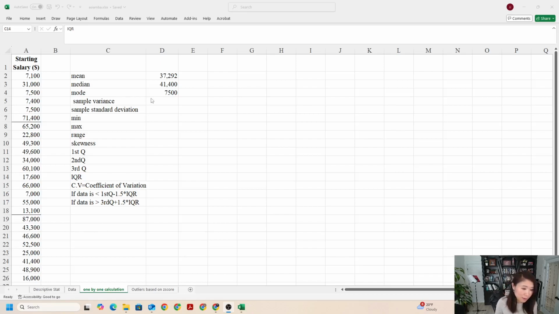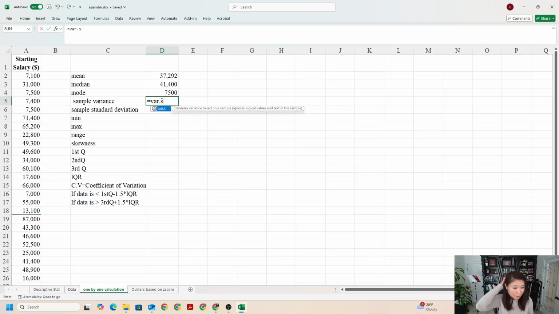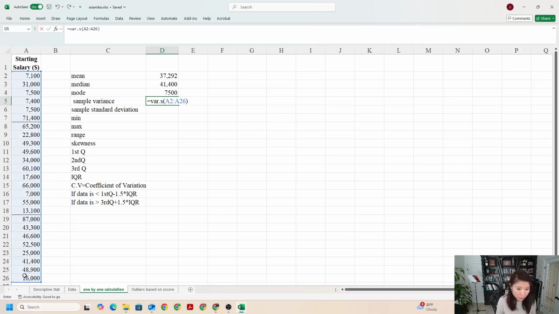For the sample data, you're going to use the sample variance. What you need to type is equals VAR.S, where S stands for sample, then parentheses, and then you select the data. Again, do not include the label. After you do that, you can push enter. So that is my sample variance. It's huge because it's the square of your differences, right?